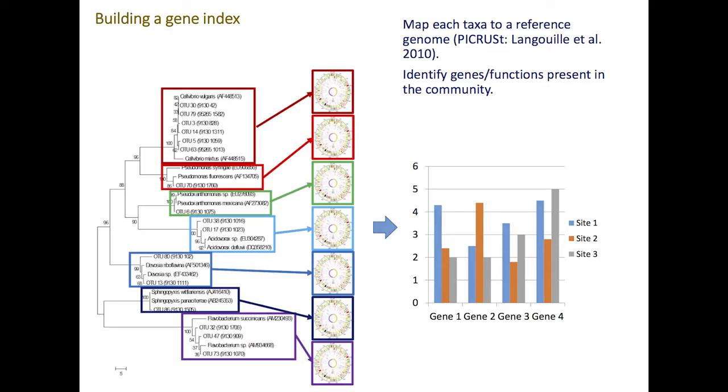Moving from that, we build a gene index. We take advantage of whole genomes that have been sequenced, and we map the different microbes to the genomes, and we end up with our taxonomic tree. We map to different reference genomes, and then we end up with gene-specific abundance. So this is the idea here.